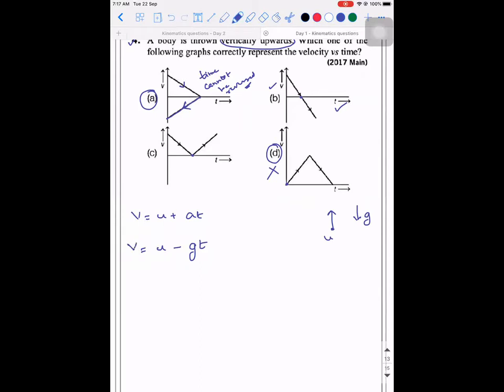So what does it represent? Always try to convert it into a mathematical equation like this. V is on the y-axis, time is on the x-axis, so y is equal to minus something into x plus c. So y is equal to mx plus c, where m is negative. So m is negative means the graph should be a decreasing graph. Have this in your mind. So that is why B and C both are right.